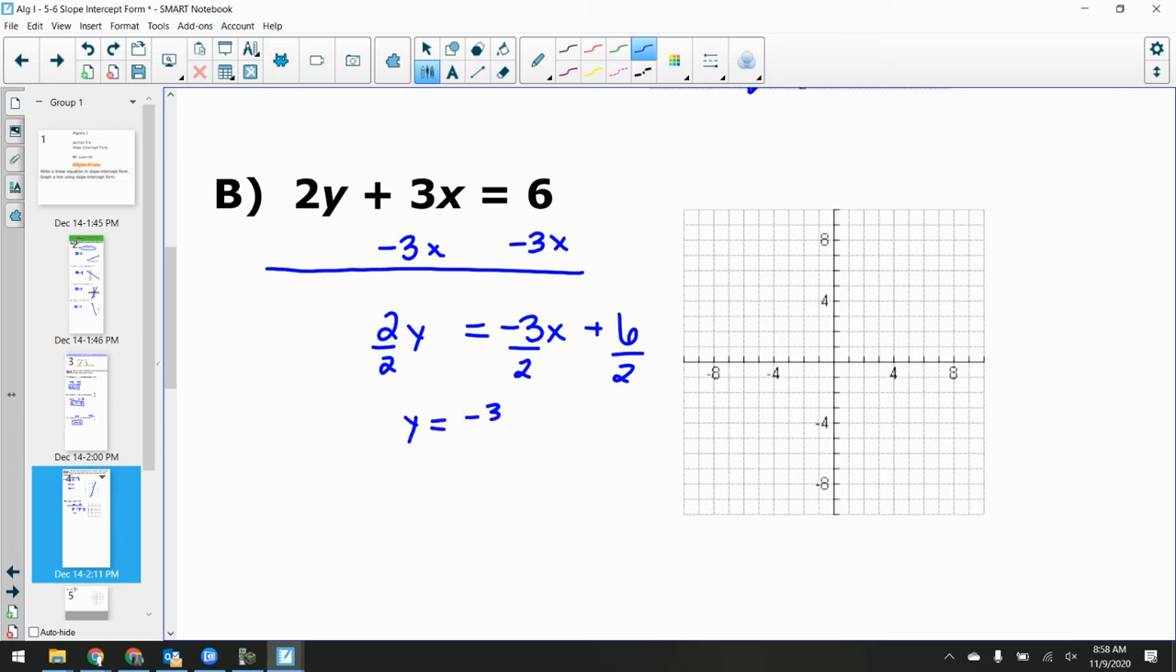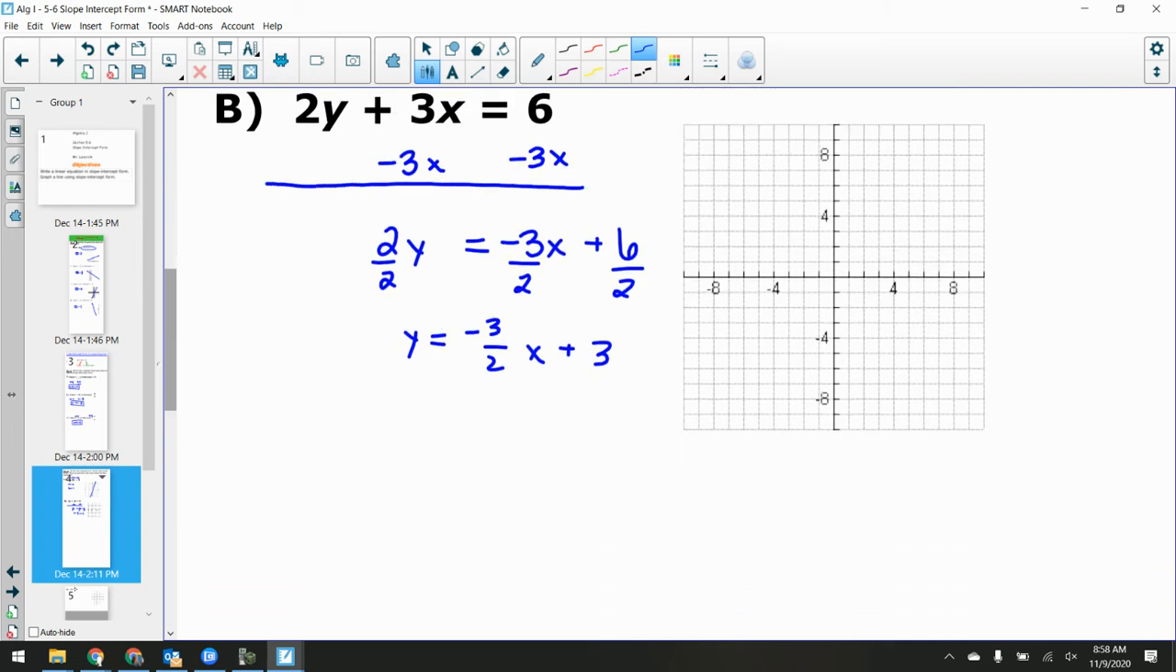Y is equal to -3 over 2 x plus 3. 6 divided by 2 is 3. Okay. So somebody tell me, what's my slope? Baker? -3 over 2? Yeah. And then what's my b value? 3. So now I go to my graph and I plot my y-intercept at 3.